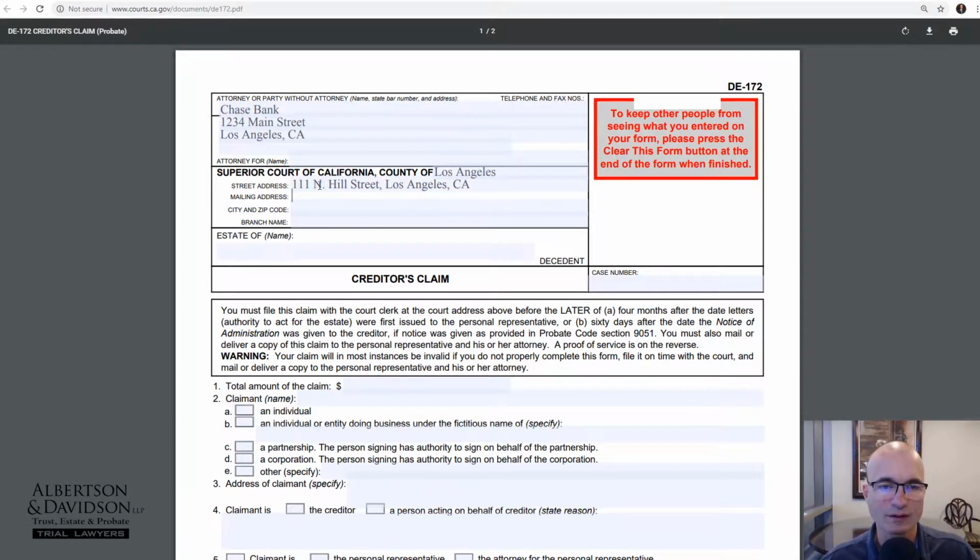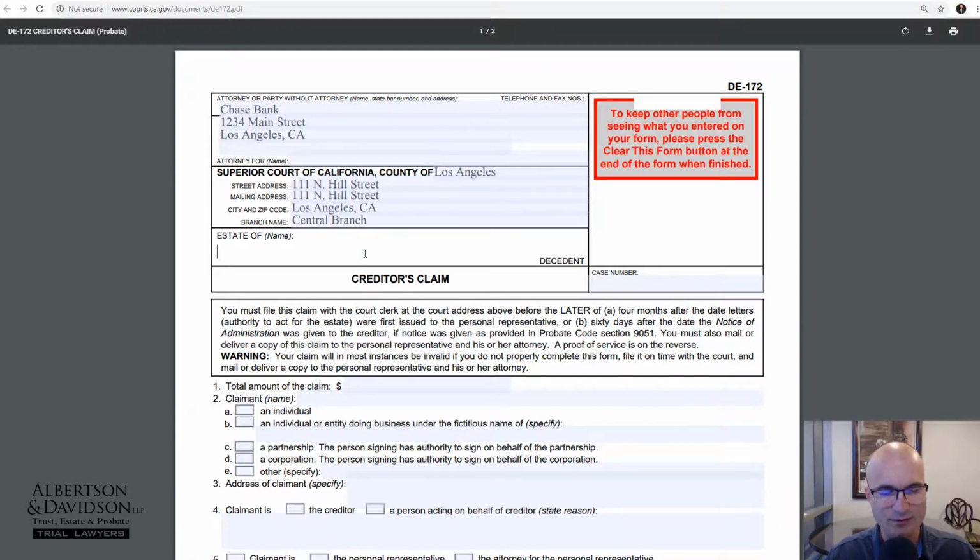And the street address, the mailing address happen to be the same for LA Central District. Oops, you're not supposed to put Los Angeles there. Hey, you got to pay attention to the forms. All right, so the street address and the mailing address are the same in LA. They're not the same for every court. Some courts will have a different mailing address as opposed to a street address. Just look it up. Just go to the court website, look it up, make sure that you have the right information. It only takes a second to look up that information.